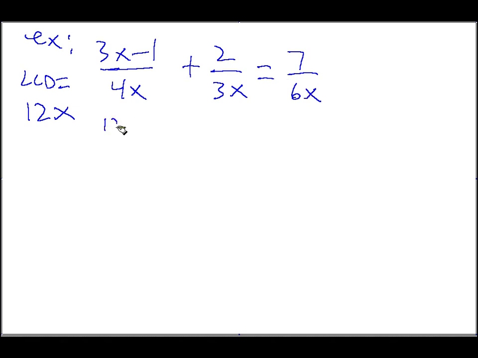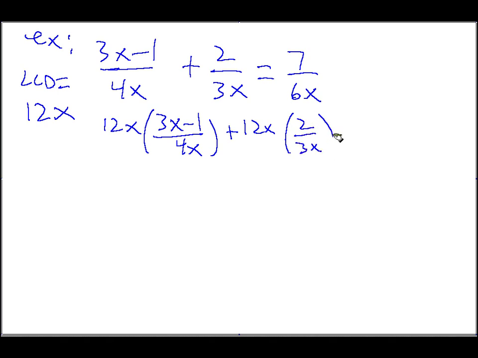All right, so let's go and do that. So 12x times the first fraction, 3x minus 1 over 4x, plus 12x times the second fraction, 2 over 3x, equal to 12x times the third fraction, 7 over 6x. Again, I'm multiplying everything by the LCD to get rid of those three denominators, right? To get rid of fractions, in other words.